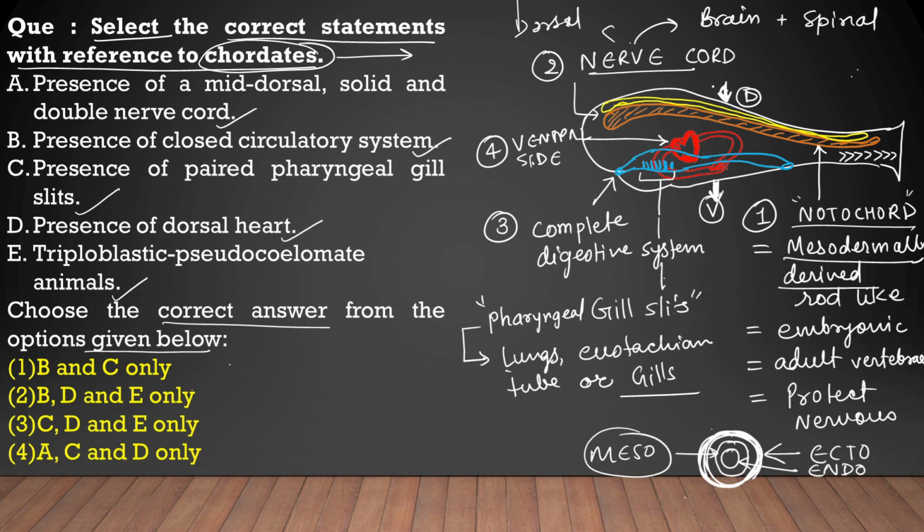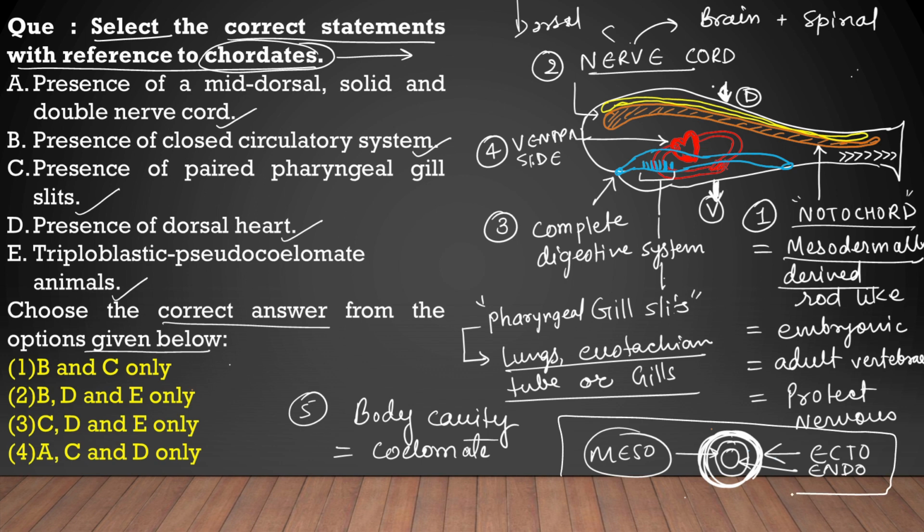The last point, the fifth, is that this organism has a true body cavity that is lined by mesoderm, so they are also called coelomates. It means they have a true body cavity lined by the mesodermal layer. Along with it, it has a three-layered structure, which I have already mentioned: ectoderm, endoderm and mesoderm during embryonic development. This is called the triploblastic condition. Now let us look at the options.